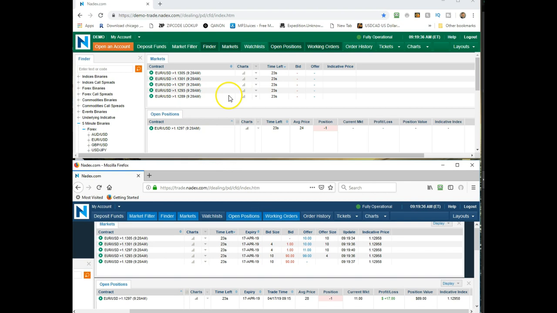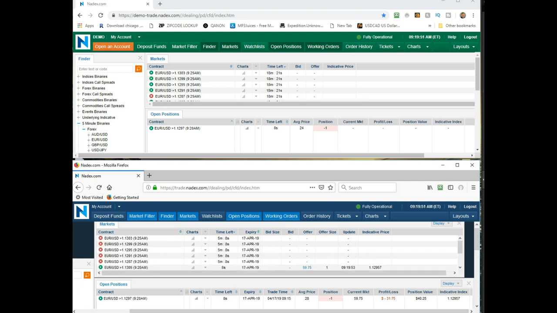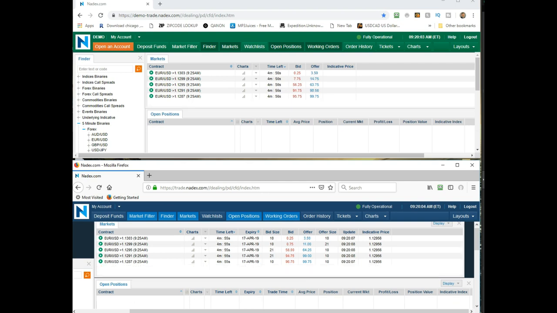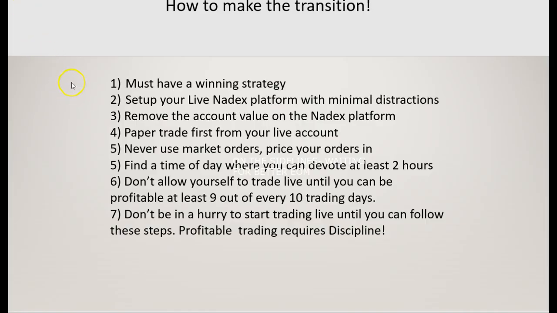Still short. Short the 1297. It's at 95.7. It's looking good. About 15 seconds to go. This is a real good demonstration to show you just how close these two are when it comes to bids and offers. Okay, that's it. It settled up very nicely. Okay, so that should be fairly convincing.